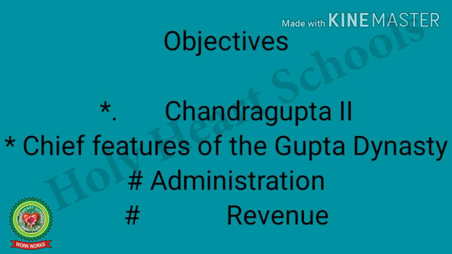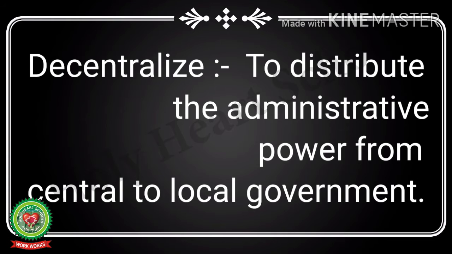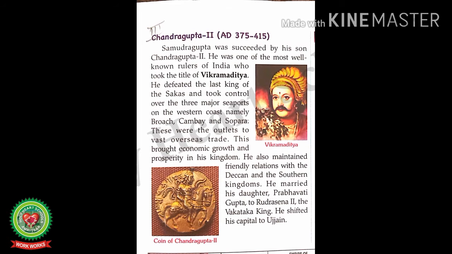Now, in today's class, we are going to read about Chandragupta II, and we will also read two features of the Gupta dynasty, administration and revenue. Let's have a look at the important term related to today's video. Decentralize: to distribute the administrative power from central to local government. Now let's start reading. Page number 93.